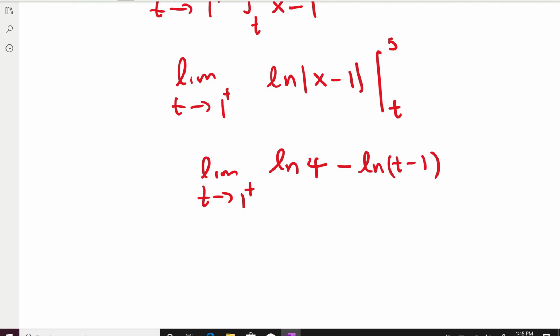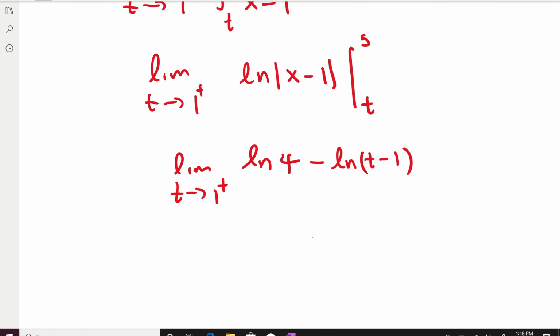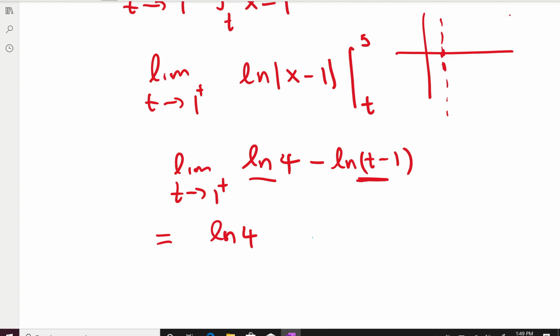Now let's make t get closer to 1. When t goes to 1 from the right hand side, ln 4 is a constant, so the limit is ln 4. The limit of a constant is the constant. Now when t approaches 1 from the right hand side, we have ln of t minus 1. So let's quickly graph ln of t minus 1. There's going to be a vertical asymptote at 1 again, so ln of t minus 1 will look something like this.